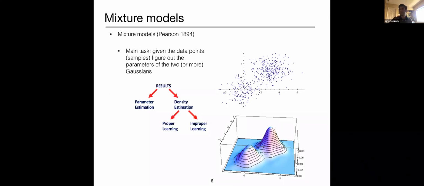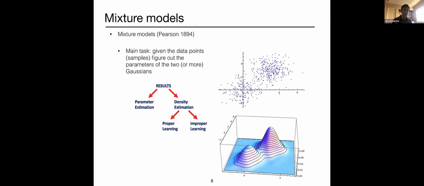Okay. So the results in mixture models, since there are results for the last 100 years, obviously things have exponentially exploded in the last few years. But there are numerous results. This is a classical field. The results can come under two different flavors. One is parameter estimation, one is density estimation. Parameter estimation is what I just told you. You want to find out the means and the covariances of the individual Gaussians exactly, up to some error perhaps.